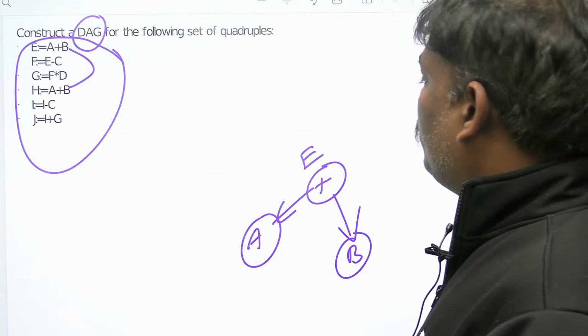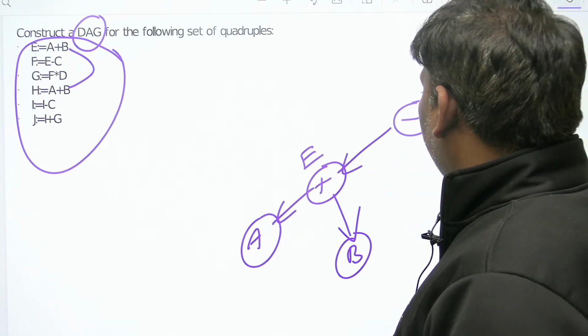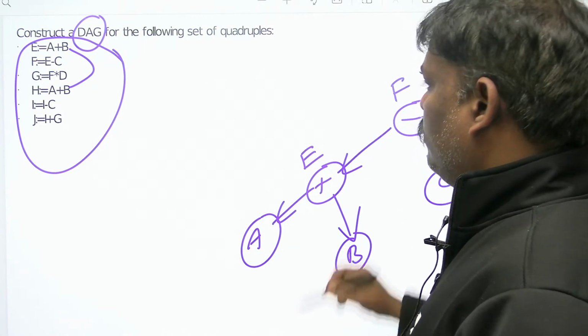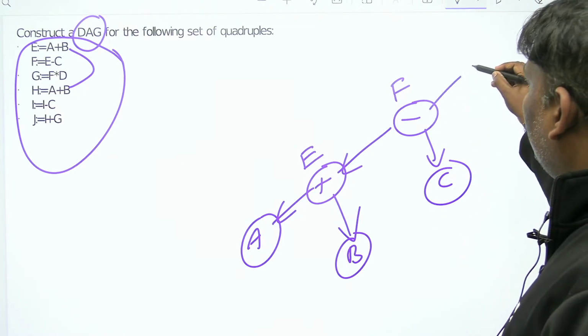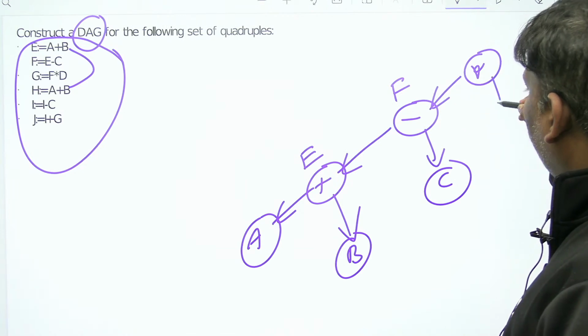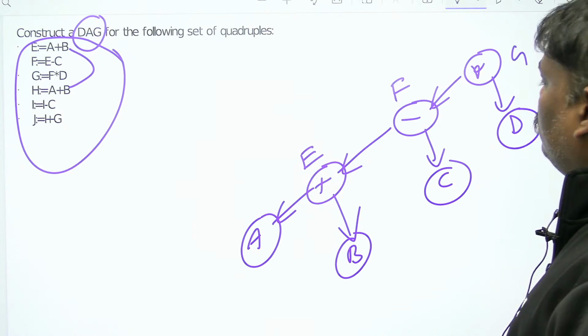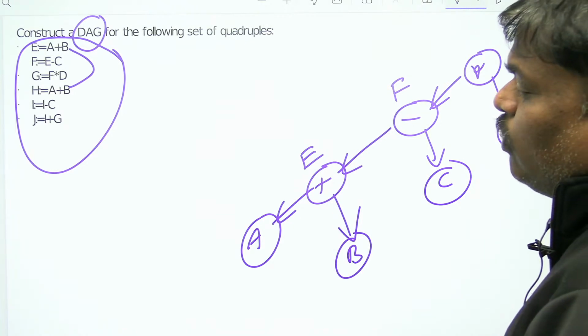Next one. E minus C, which is going to be F. Next one. F into D, which is G. Until here fine. I think three things happened till now. Nothing is repeated. Until now no repetition.